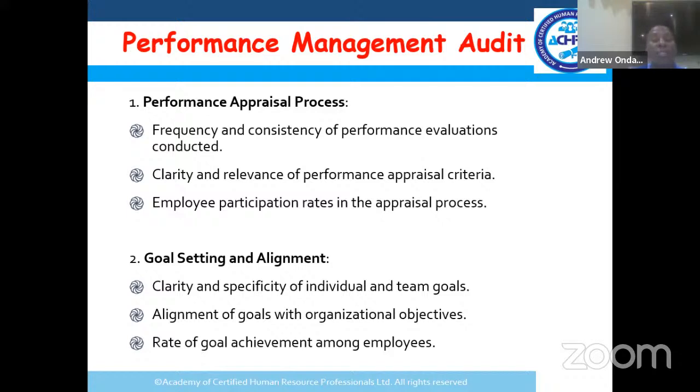Secondly, under goal setting is the alignment of the goals with the organizational objectives. That as HR managers, we set goals, for example, in training, or now we are talking about performance management. In performance, one of the goals we may want to achieve is reduction of customer complaints by 10%. And that will feed into the overall corporate objectives.